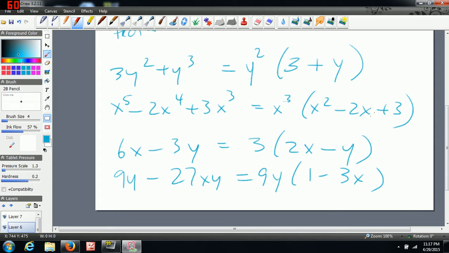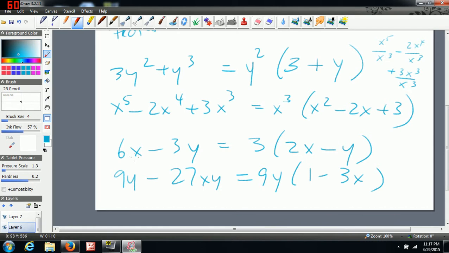So what we're really doing to get this part is x to the 5 divided by x to the 3, minus 2x to the 4 divided by x to the 3, plus 3x to the 3 divided by x to the 3. That's how we're reaching this. And when we do this, we use the rule in algebra where when you have the same base, you just subtract the exponents. Same thing here, and same thing here. So it's just x to the 0. That's how we end up with that.